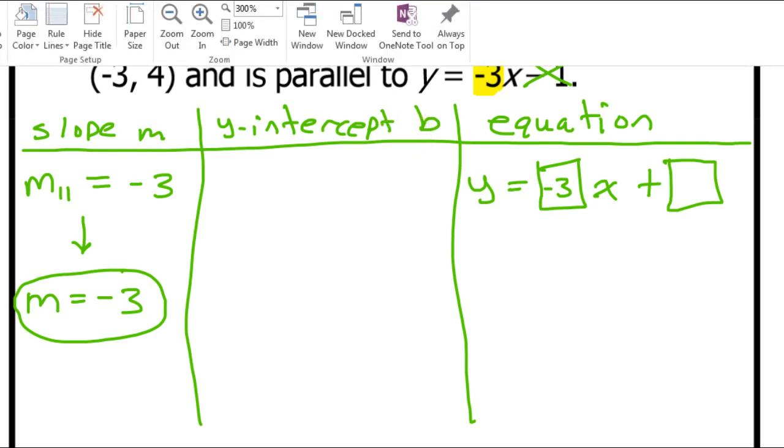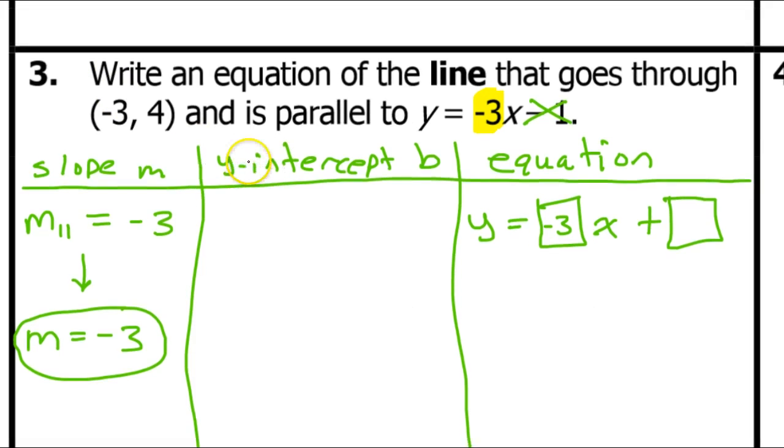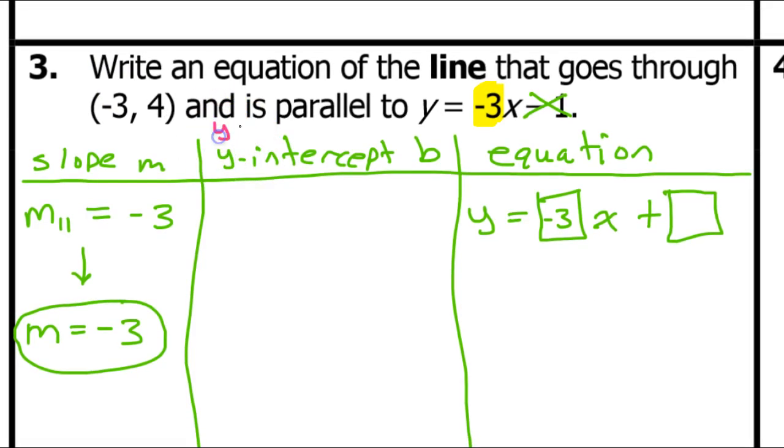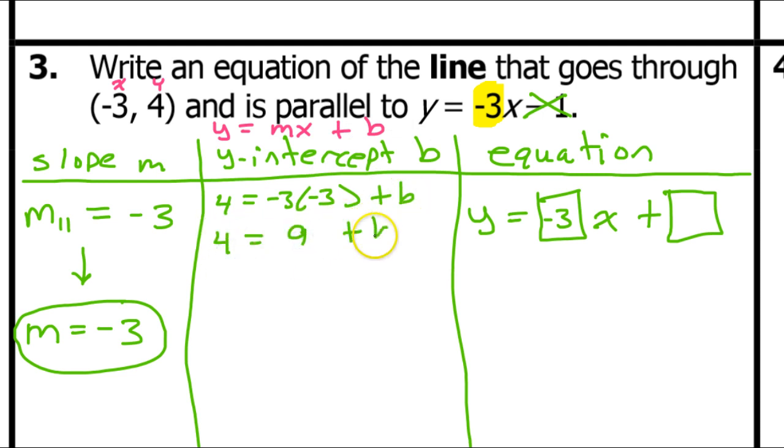Now, for this, I am going to use the same technique I used in problem number 1. That's where I used the model y equals mx plus b. So I need y, m, and x. Well, they gave me a point, so that's an x and a y. So I can go ahead and do that. So instead of y equals, I will put 4 equals. M is -3. X is also -3. Coincidence. And then plus b. So that's going to give me 4 is equal to 9 plus b.